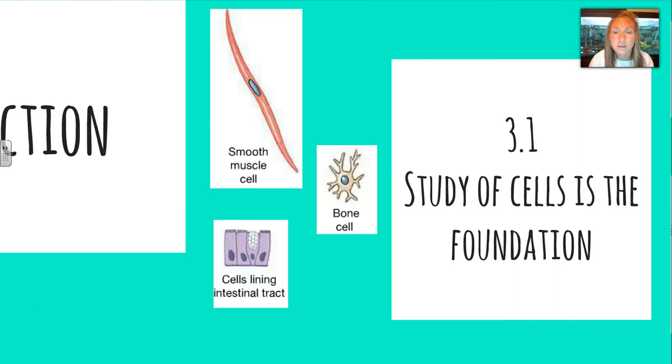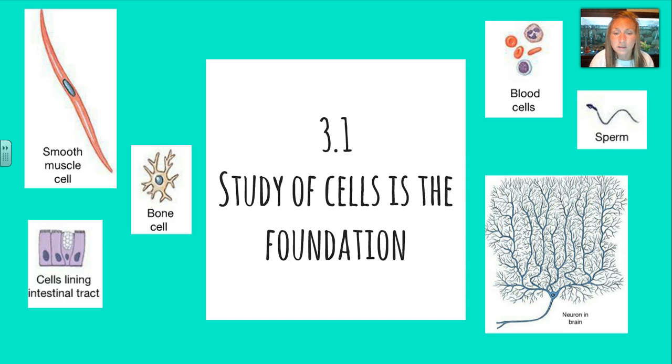ahead and get started. 3.1 basically emphasizes that the study of cells is essential to understanding the physiology of our body. So it's basically that base, that foundation. If we can understand how all these different kinds of cells work, we can understand how the tissues, organs, systems, and then the entire body works. And you can see that there are so many different types of cells, and this is just a very small portion of them. They're all different sizes, they're all different shapes, they have all different structures, and that helps provide the function that they need to sustain life.